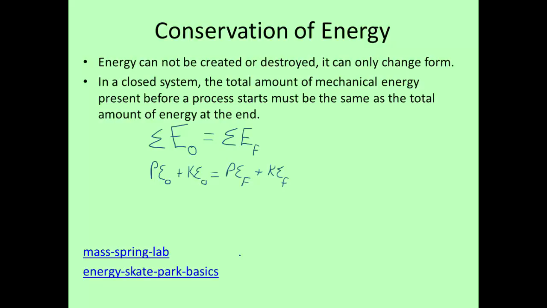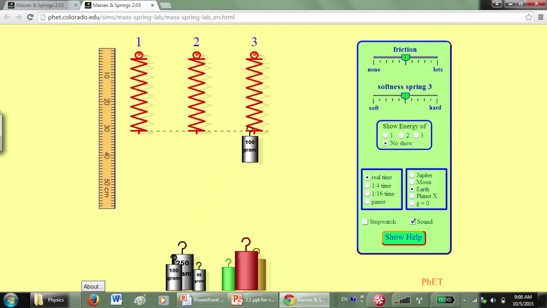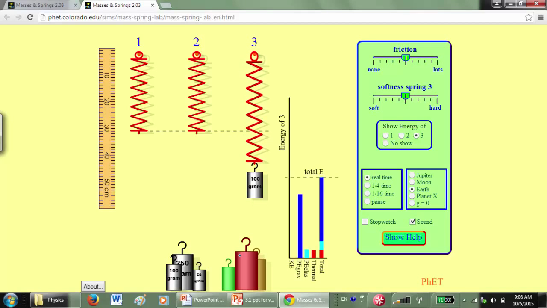So that's what you have to think about. Let's take a look at conservation of energy, going back again for a minute to the mass and spring lab that we had just been looking at. Okay, so we're going to put the 100 grams back up here. Now, if we take a look at what's going on here with our third spring, we have a total amount of energy here. Most of it's potential gravitational. Let's not have any friction.